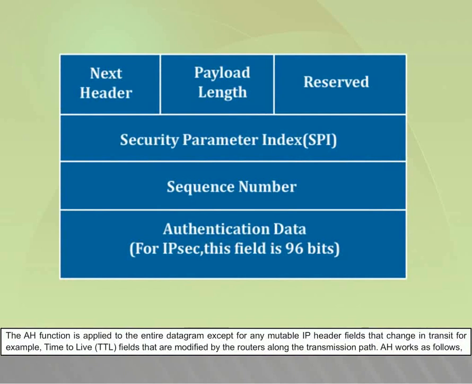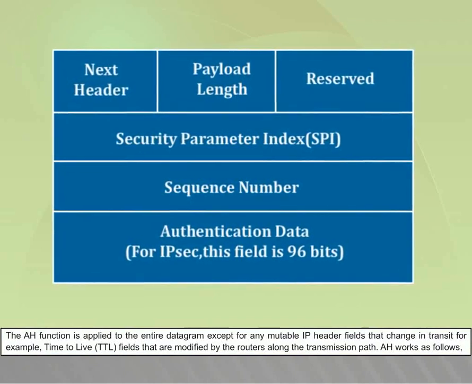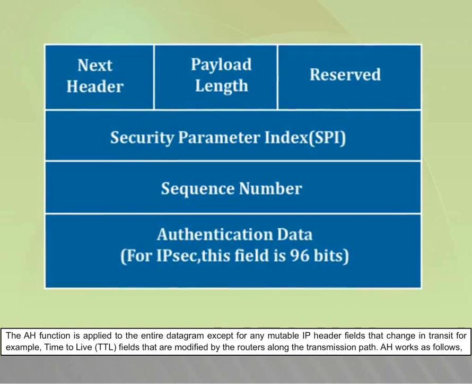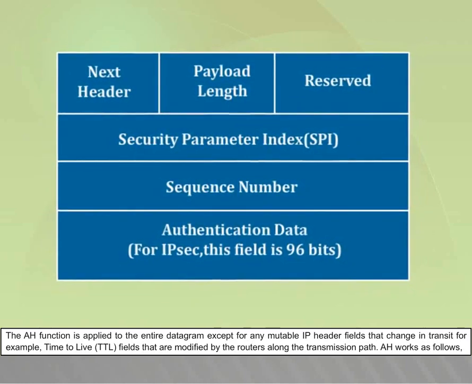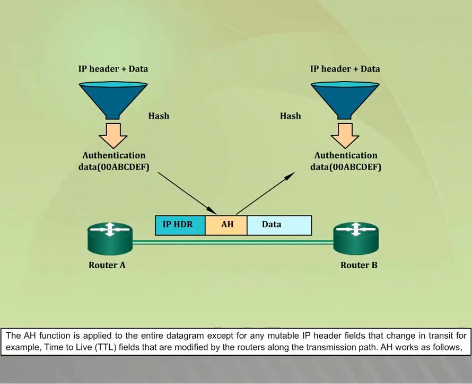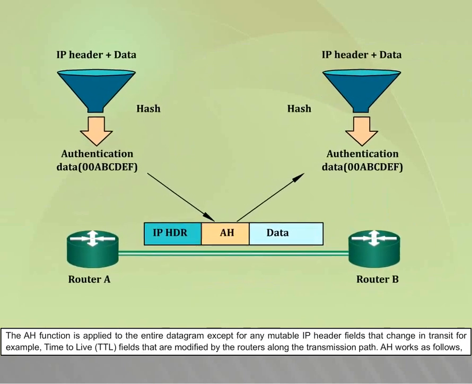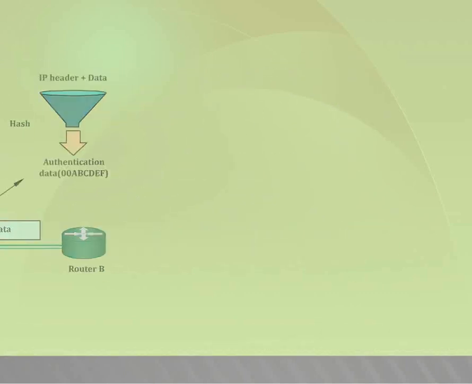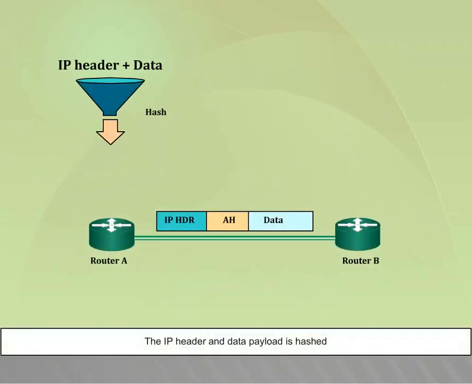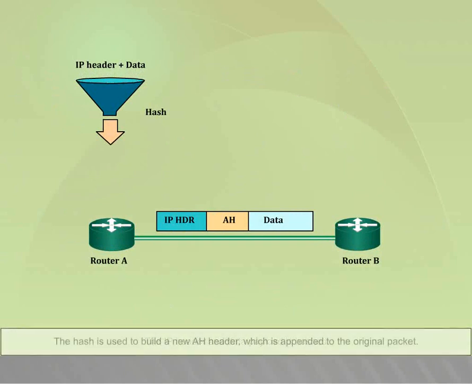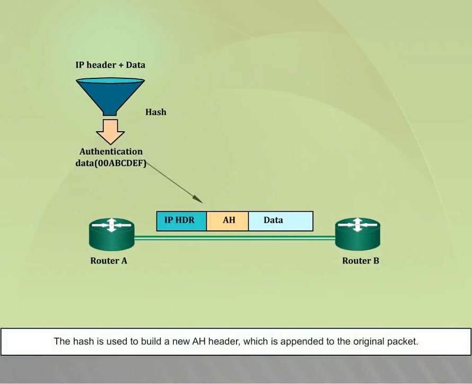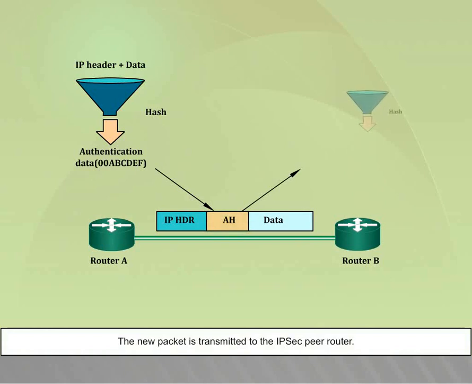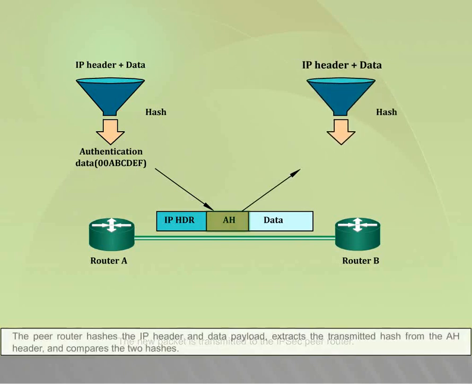The AH function is applied to the entire datagram except for any mutable IP header fields that change in transit, for example, time to live (TTL) fields that are modified by the routers along the transmission path. AH works as follows. The IP header and data payload is hashed. The hash is used to build a new AH header which is appended to the original packet. The new packet is transmitted to the IPsec peer router.